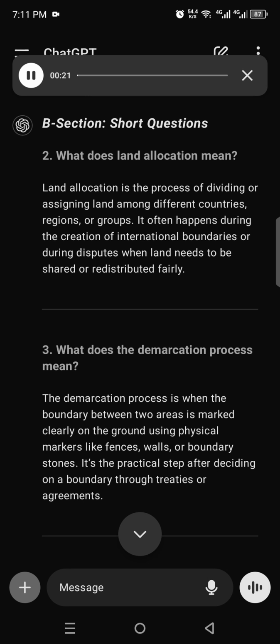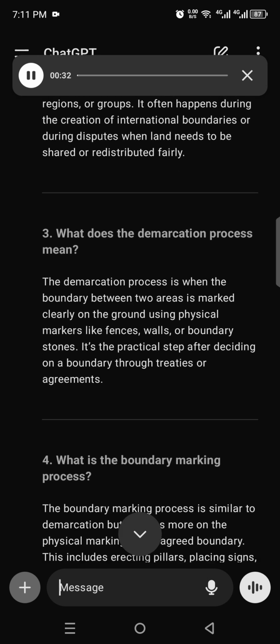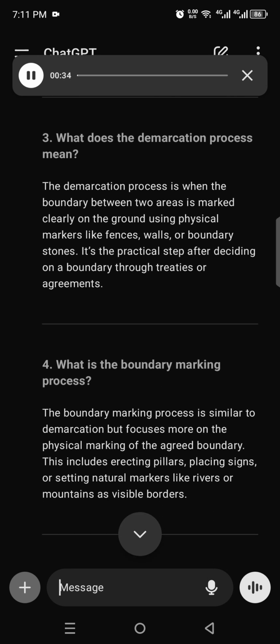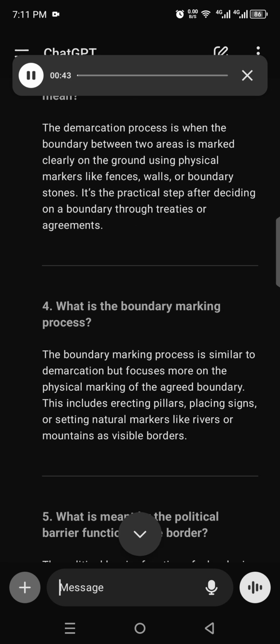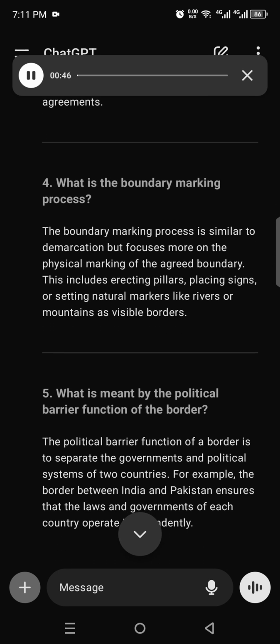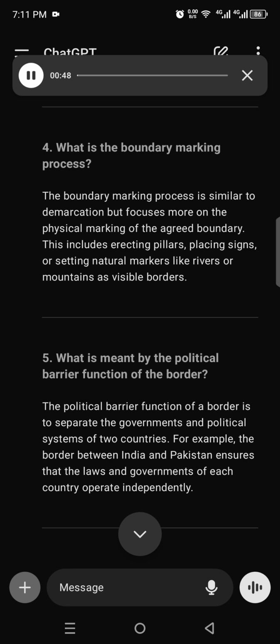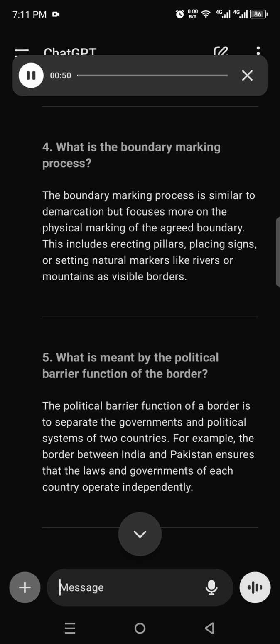The demarcation process is when the boundary between two areas is marked clearly on the ground using physical markers like fences, walls, or boundary stones. It's the practical step after deciding on a boundary through treaties or agreements. 4. What is the boundary marking process? The boundary marking process is similar to demarcation, but focuses more on the physical marking of the agreed boundary. This includes erecting pillars, placing signs, or setting natural markers like rivers or mountains as visible borders.